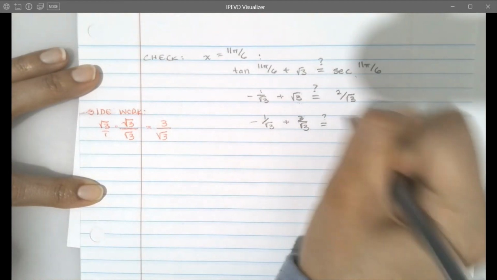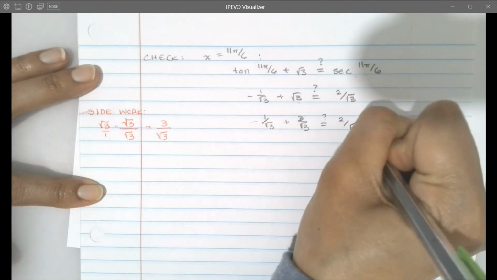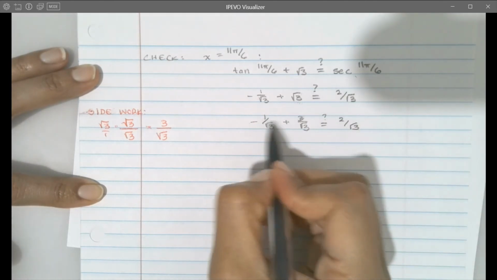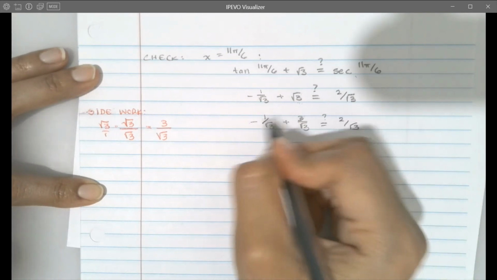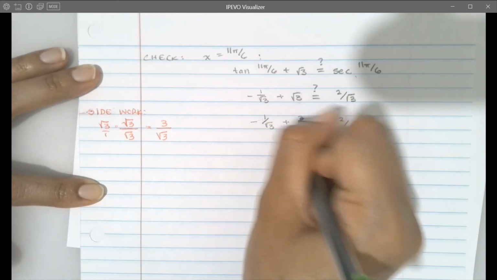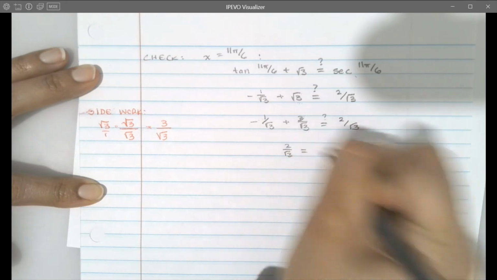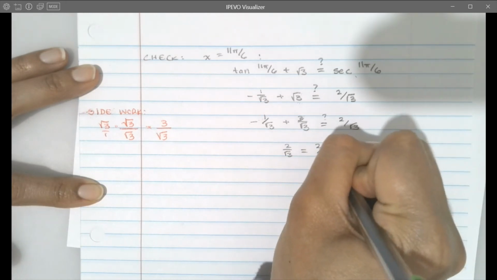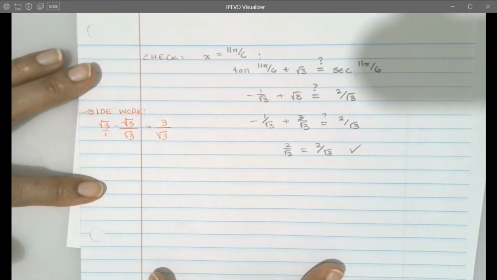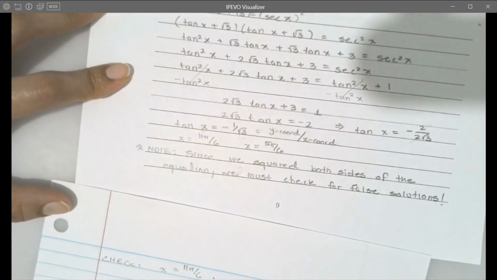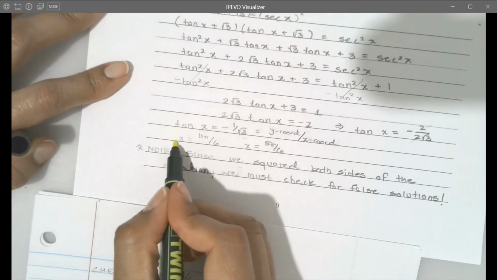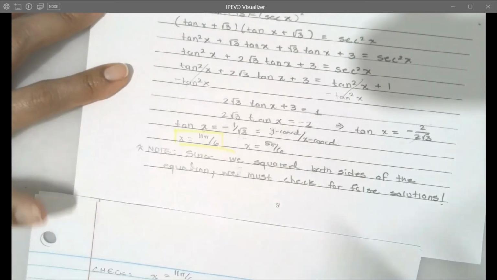Is it true that that will be equal to 2 over square root of 3? Well, let's see. 3 minus 1 will give us a 2, and then over the same denominator, radical 3. So then we get 2 radical 3 equals 2 radical 3. Okay, so that agrees. That means that 11 pi over 6 is a true solution.